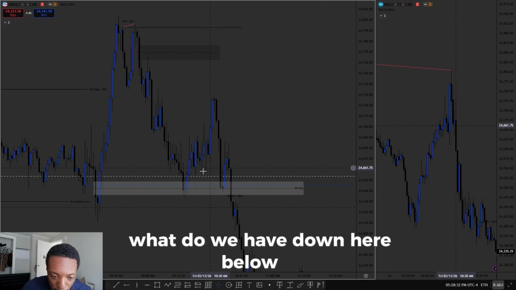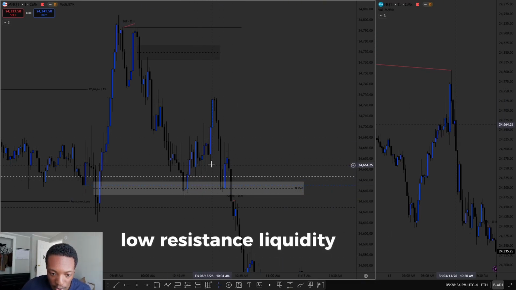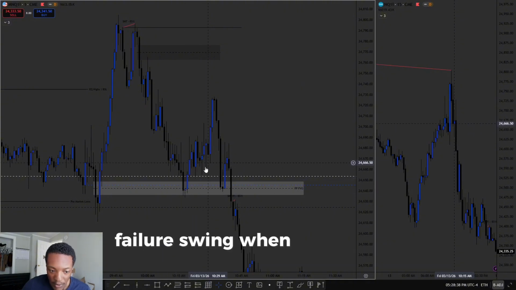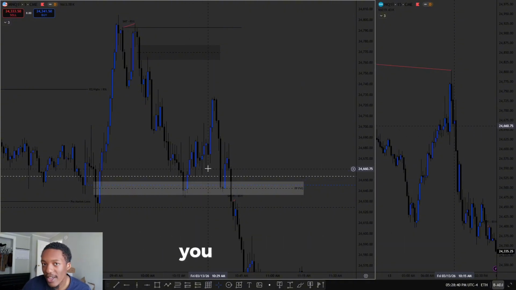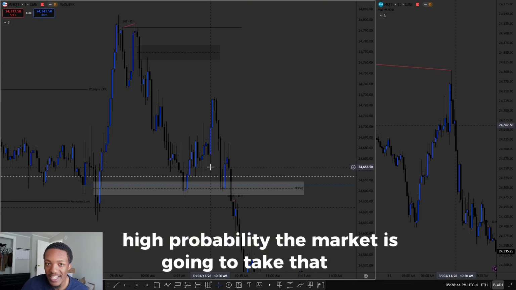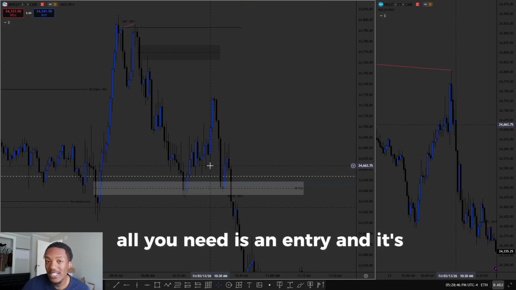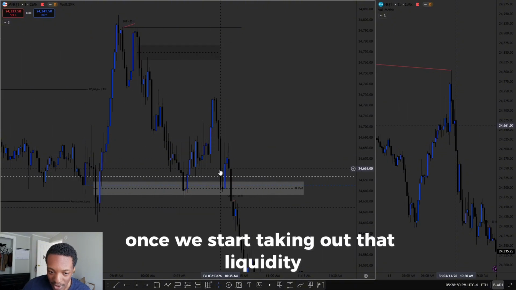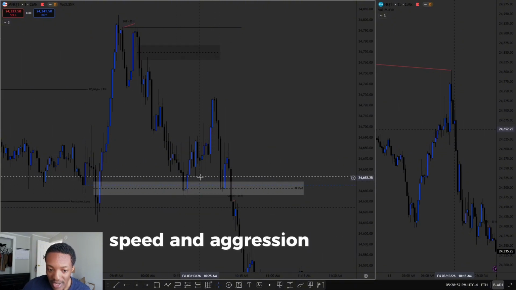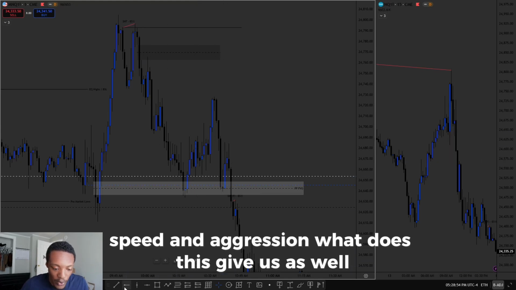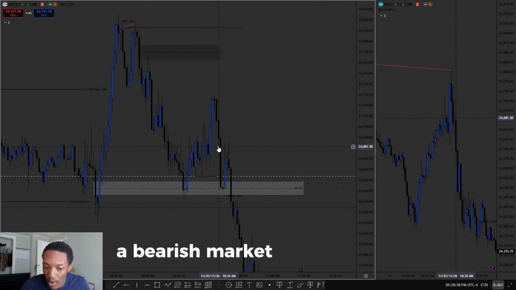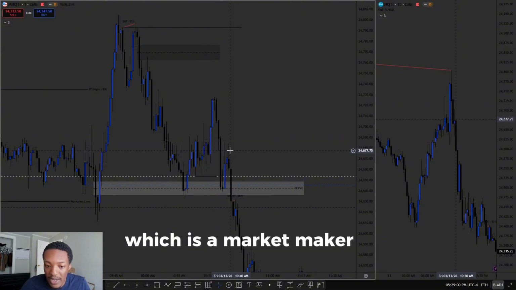What do we have down here below us? Low resistance liquidity. As you can see, failure swing, failure swing, failure swing, failure swing, failure swing. When you see this like this, you know high probability the market is going to take that out. All you need is an entry, and it's going to take it out with speed and aggression. What do we get here once we start taking out that liquidity? Speed and aggression. What does this give us as well once we take out this liquidity? A bearish market structure shift, which is a market maker sell model.